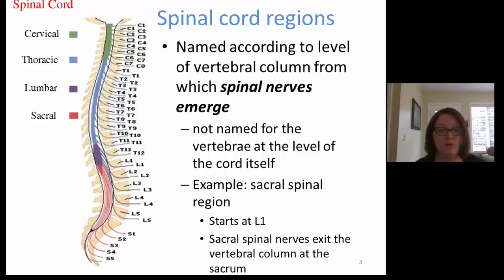Now, the regions of the spinal cord are named according to the level of the vertebral column from which the spinal nerves emerge. For example, the sacral region of the spinal cord is not located at the sacrum. It's located where the thoracic vertebrae end and the lumbar vertebrae begin. But it's called the sacral region because the nerves coming off the sacral region, look at this picture here, are exiting the vertebral column at the level of the sacrum.